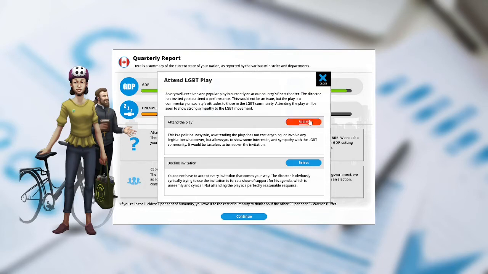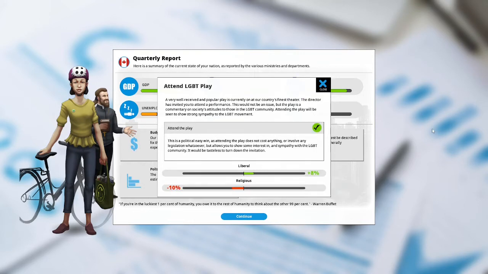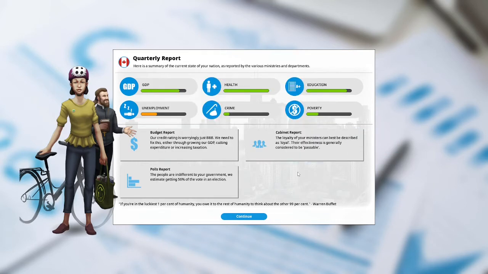No, we're going to attend the play. The Liberals are happy at plus 8%. The Religious is down at negative 10%. Budget report. Our credit rating is worryingly just a triple B. We need to fix this either through growing our GDP, cutting expenditure, or increasing taxation.